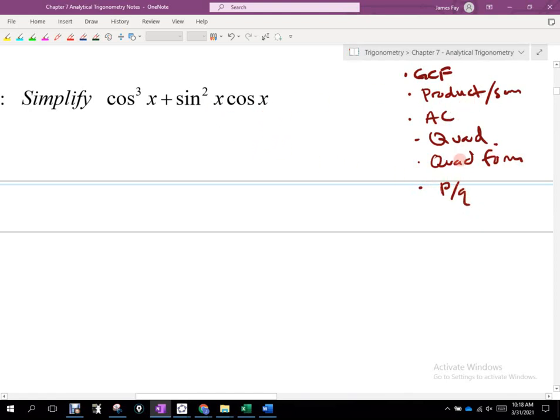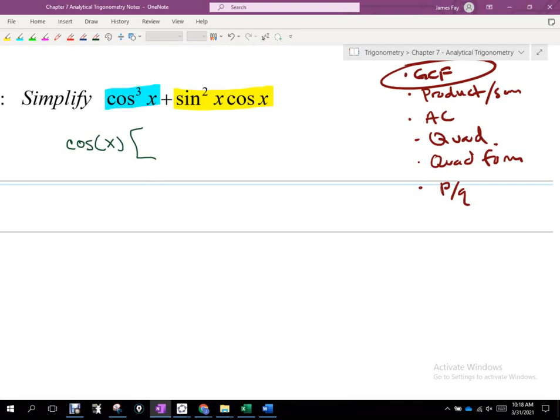Now, some of these things are going to be a little bit more difficult to do than others. Like P over Q would be kind of a complex thing to do with some of this stuff. But our GCF, that's the first thing I want to look at all the time. And when I look at these terms, there are two terms. There's that term and that one. Do they share a GCF? Cosine x. Okay. So I'm going to factor that out. Now realize when we factor it out, because this is not an equation, that factor has to remain. Does that make sense? Okay.